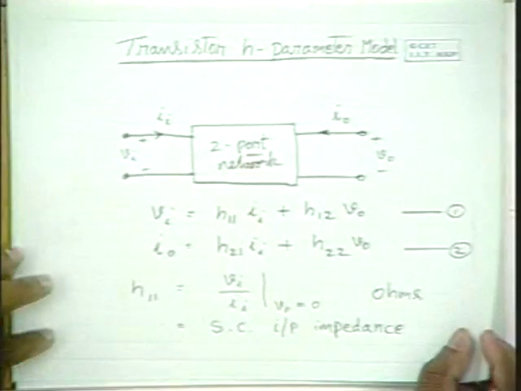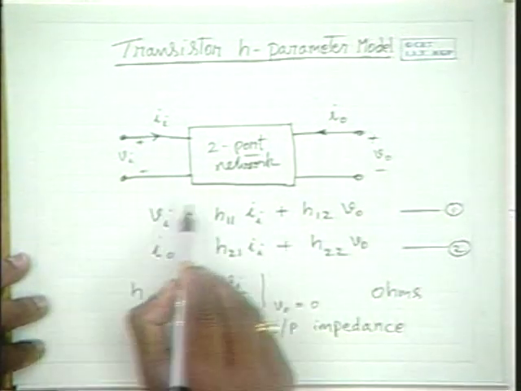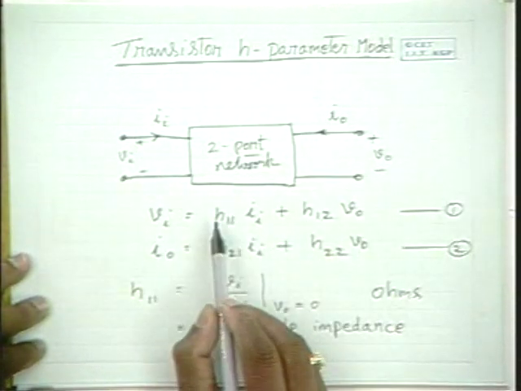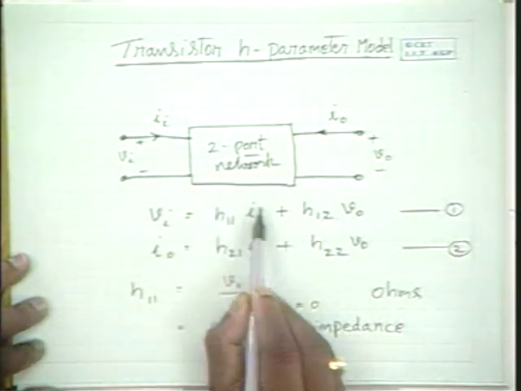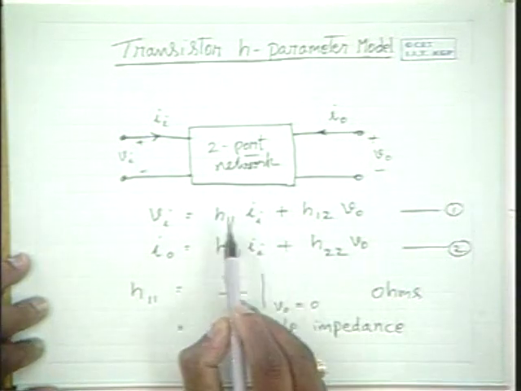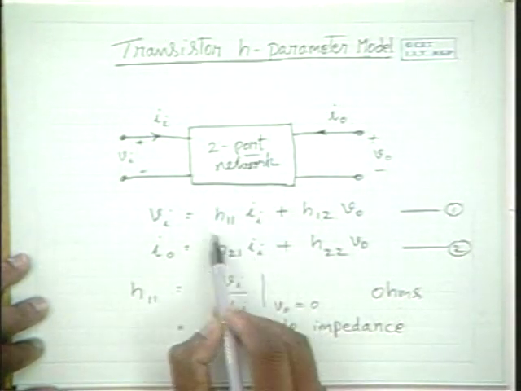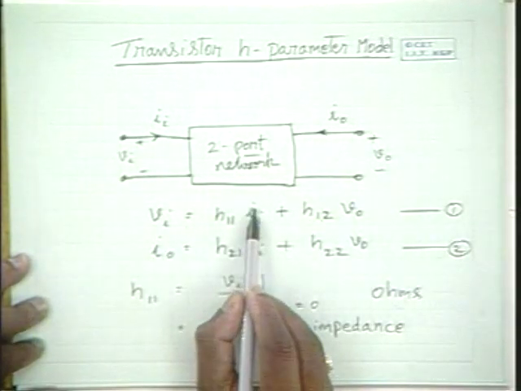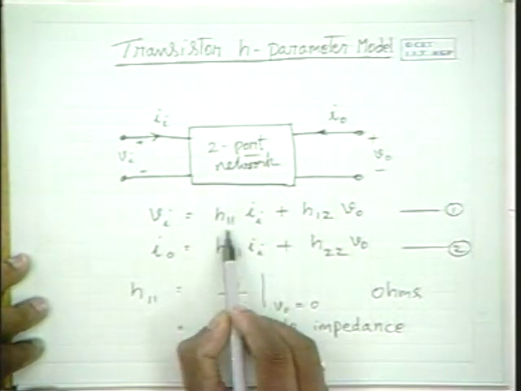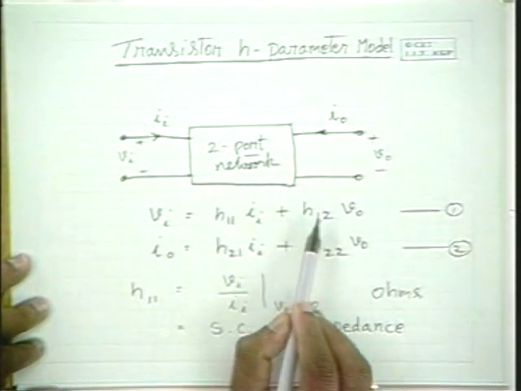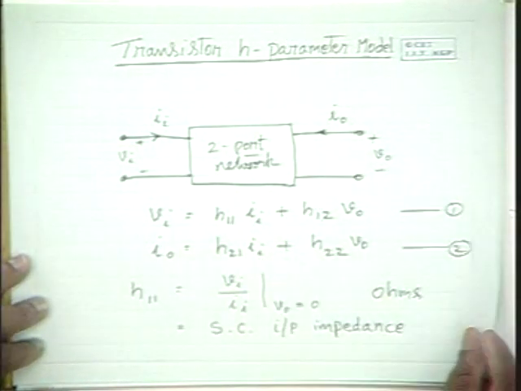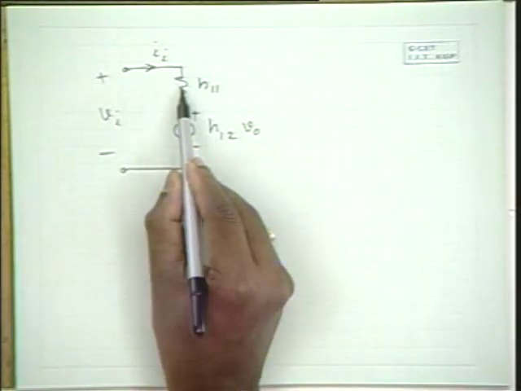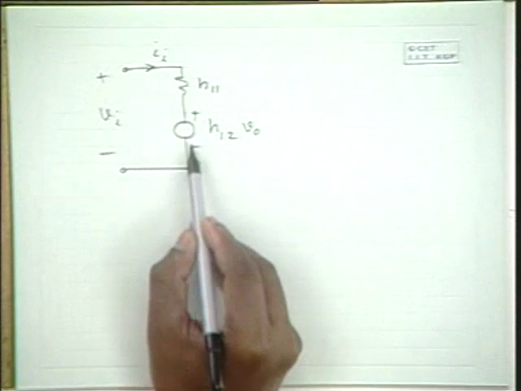So please note that I have represented this equation in a circuit form. This voltage is equal to the sum of two individual voltages, and this voltage drop is by passing I1 through a resistance whose value is h11, and the other is a voltage source itself. So the equivalent circuit for that equation 1 is this.